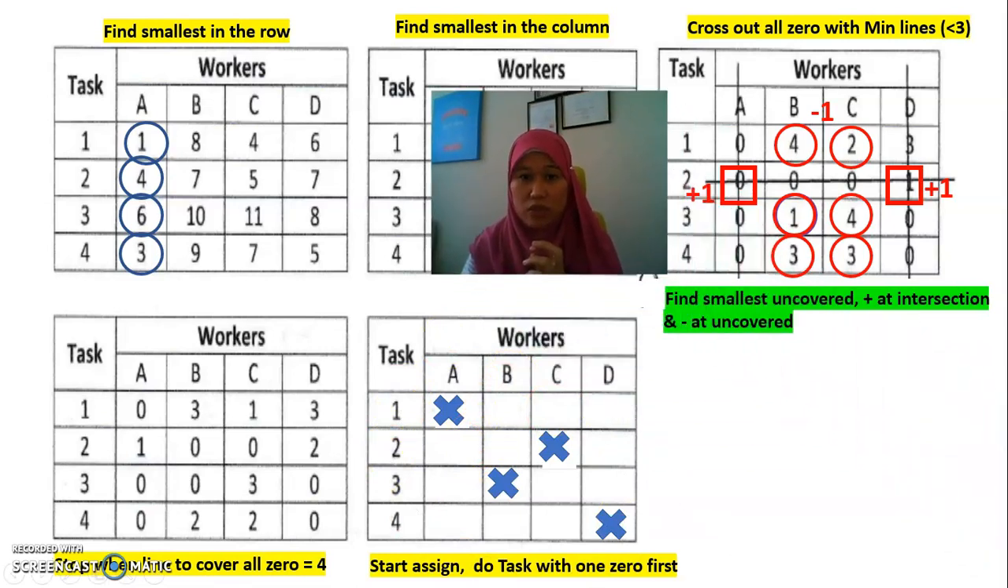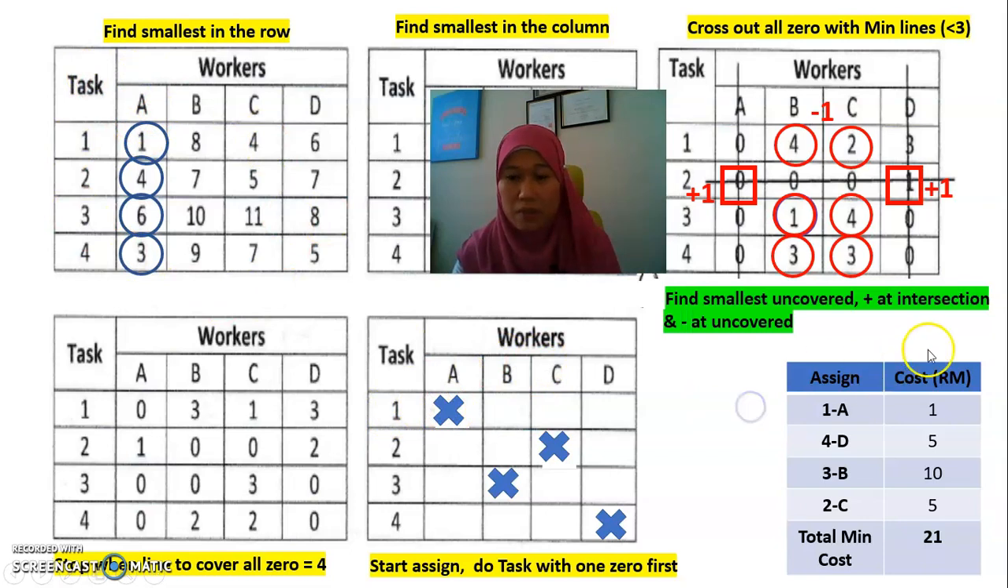Okay, I'll show you how to calculate the cost. This is the original table. This is the table that the question asks you. Once you have assigned, you need to get the cost from the original table. So from here, make this table. You assign 1A, so you read here, 1A is 1. Second one is 4D. 4 and D, you read here, is 5. So you put 5 here.